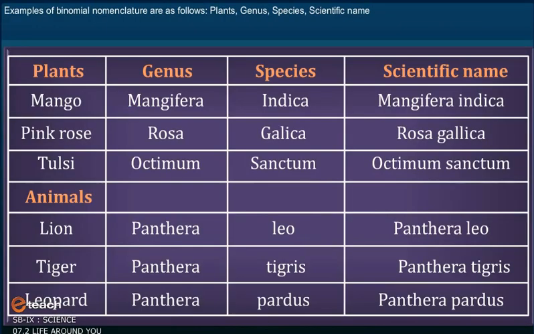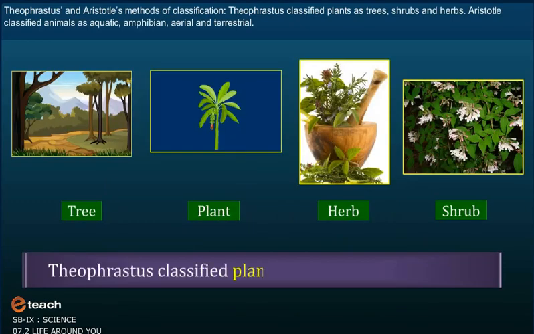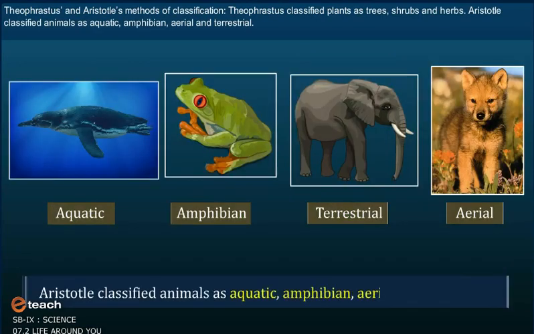Examples of binomial nomenclature are as follows. Plants, genus, species, scientific name. Theophrastus and Aristotle's method of classification. Theophrastus classified plants as trees, shrubs, and herbs. Aristotle classified animals as aquatic, amphibian, aerial, and terrestrial.